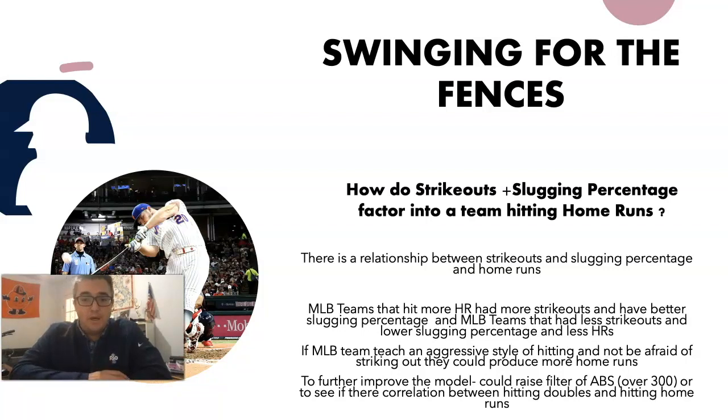So how you would use that if you're a Major League Baseball team, you would probably say, let's teach an aggressive style of hitting and not be afraid of striking out, so you produce more home runs. To further improve this model for a Major League team, we could raise the at-bat minimum to over 30, so we could get more everyday players. We could also see if there's a correlation between hitting doubles and hitting home runs, or whether hitting to the gaps might be effective, or things of that nature, and pull out that type of data and find some correlation there. So that's what we found on this project.